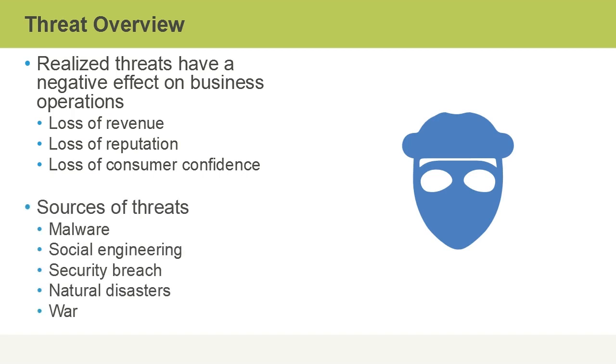Sources of these threats include malware, social engineering, which is trickery, of tricking someone to divulge something sensitive. There could be some other type of security breach, such as a physical security breach. Other threats include natural disasters like floods or storms, which might result in power outages, and of course, other man-made threats such as war and terrorism.